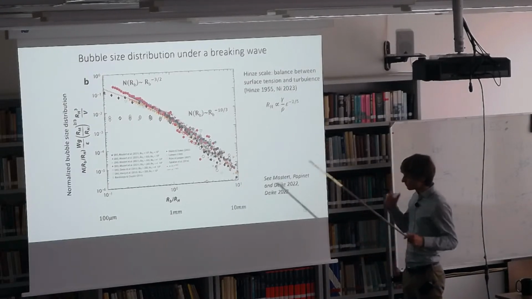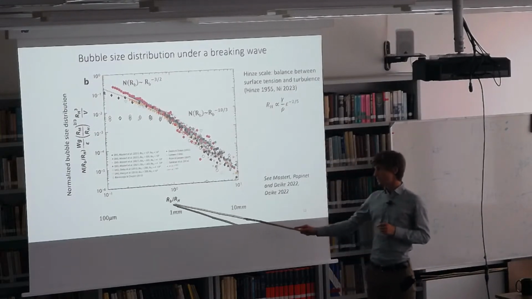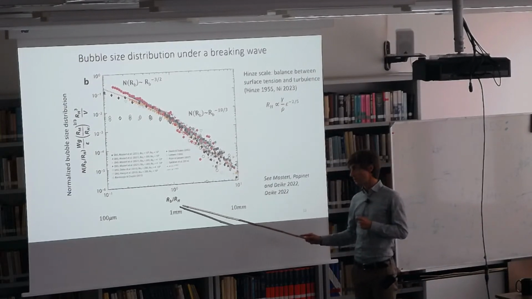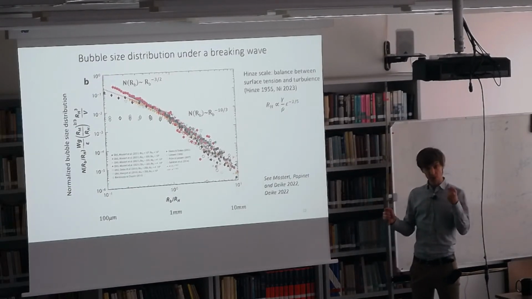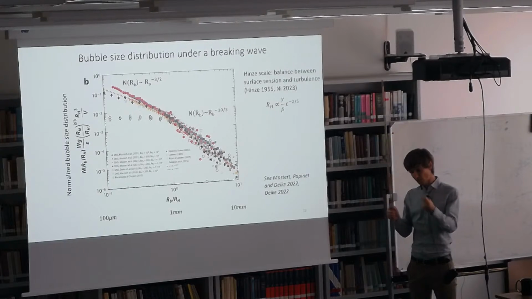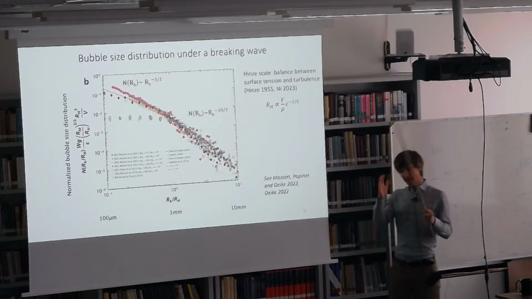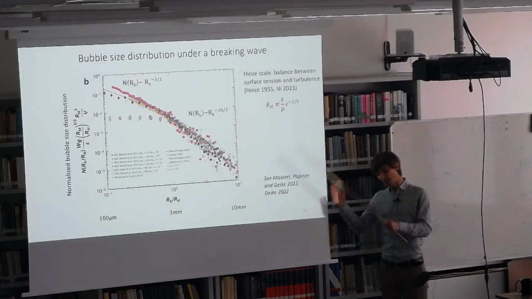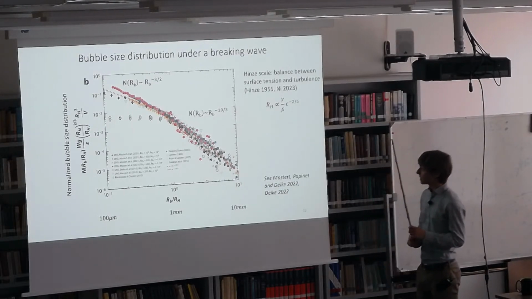On this graph, you have both lab experiment and simulation. The x-axis is the size of the bubble divided by the so-called Hinze scale. The Hinze scale balances turbulence, so the deformation induced by turbulence, and the restoring force of surface tension. At the Hinze scale, bubbles larger than the Hinze scale are going to tend to break. Bubbles smaller than the Hinze scale might not break due to the turbulent fluctuation.